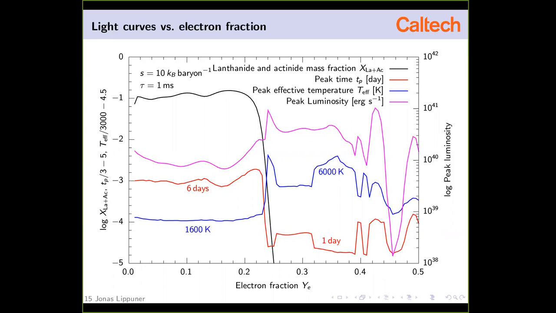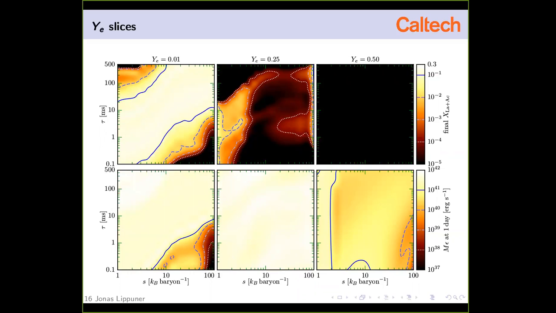We also ran a three-dimensional parameter study, so we can look at slice plots from the three-dimensional volume. These are YE slices. On the left column, I'm showing a very neutron-rich YE of 0.01. The top is lanthanide and actinide mass fraction, and the bottom is heating rate, as a function of entropy on the x-axis and expansion timescale on the y-axis. As we expect, if we are very neutron-rich, we make lanthanides and actinides in the majority of the parameter space, although there are two corners where we don't. Even at very neutron-rich conditions, if the entropy is high and the expansion timescale is short, we don't make a full r-process.